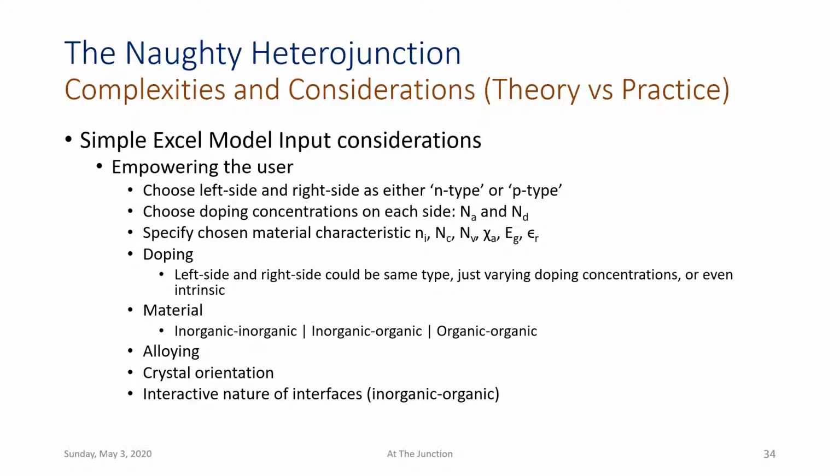In addition, we would have to consider doping. So the left side and the right side could be the same type, such as both of them could be N-type or P-type, just varying doping concentrations, or even intrinsic. Material characteristics such as the intrinsic concentration, the density of states, electron affinities, band gaps, and relative permittivities are going to be different for the two different materials.